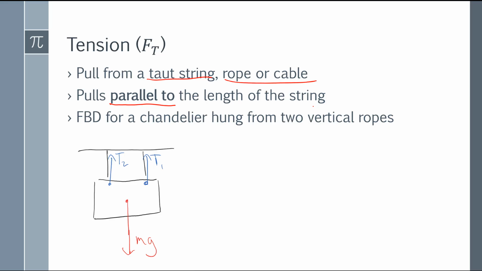The free body diagram for a chandelier hanging from two vertical ropes is given below. Gravity pulls down, and there's one tension force at each rope. These two tensions together have to cancel out gravity.